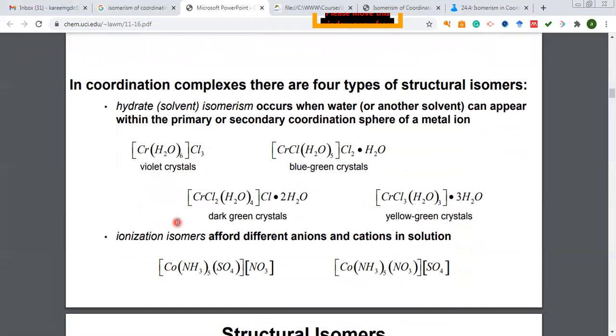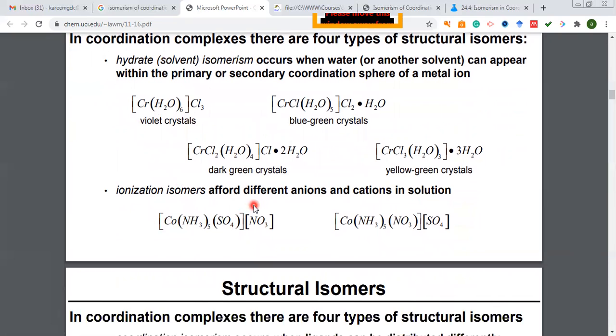Okay. Next, the second one is ionization isomers. Same thing, exchange of ligand with an ion. In hydrated isomers, we exchanged a water molecule with an anion, whereas in ionization isomers, we exchange a ligand with an anion, the negatively charged ligand. Or you can say, except water, if you exchange other negatively charged monodentate ligands with an anion. Here we have a cobalt complex with NH3 and SO4, and NO3. Here NO3 is present outside of the complex, whereas NH3 is present in the complex. SO4 is also present in the complex.